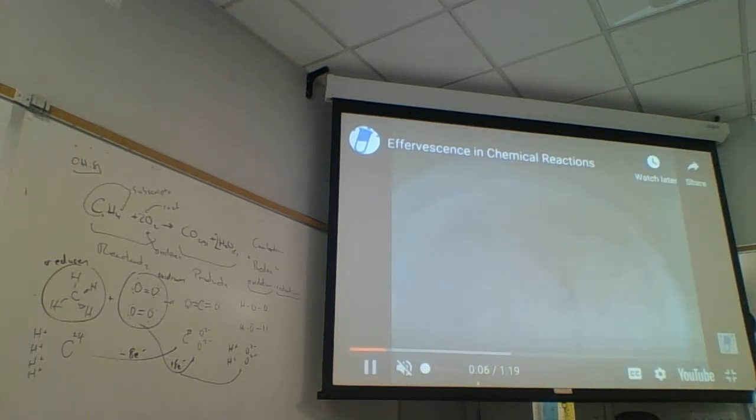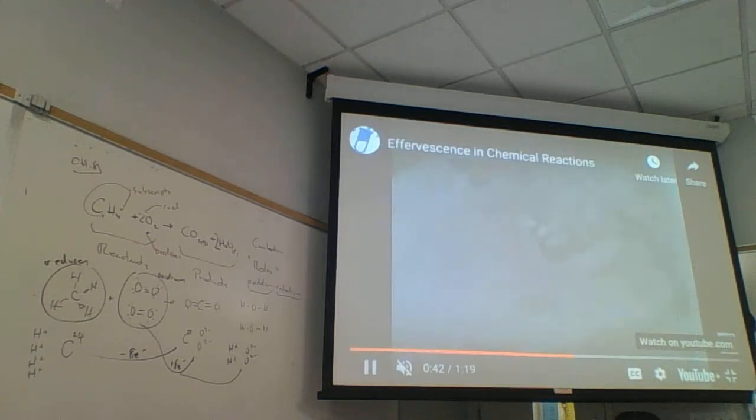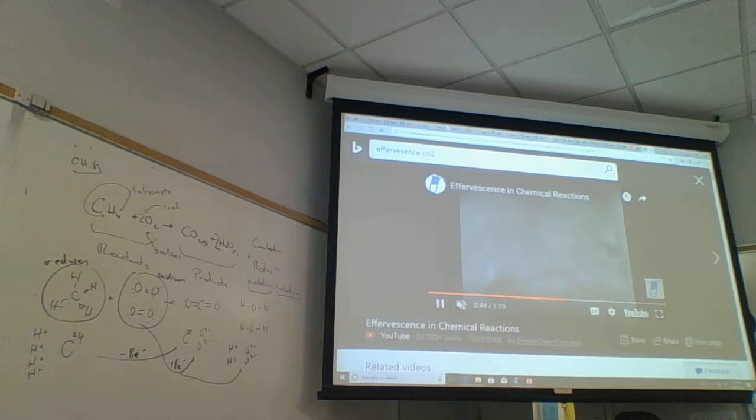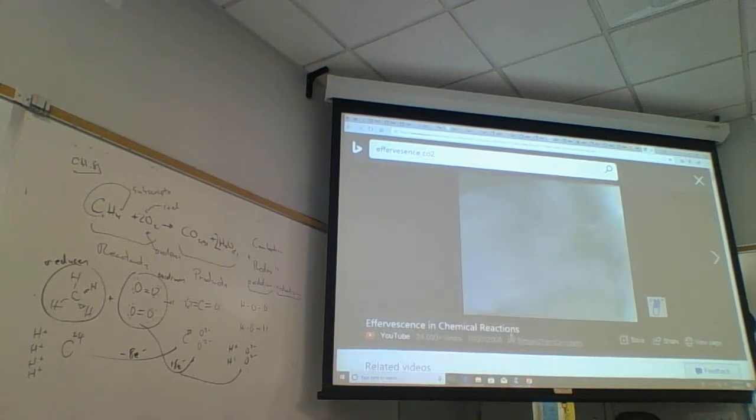So let's see if we can see. Do you see the bubbles forming there? It's effervescence. We're generating a gas. It's not boiling. I mean, this is at room temperature, basically. It was that Alka-Seltzer, probably. Alka-Seltzer is a chemical reaction generating gas. Okay, let's move on here.